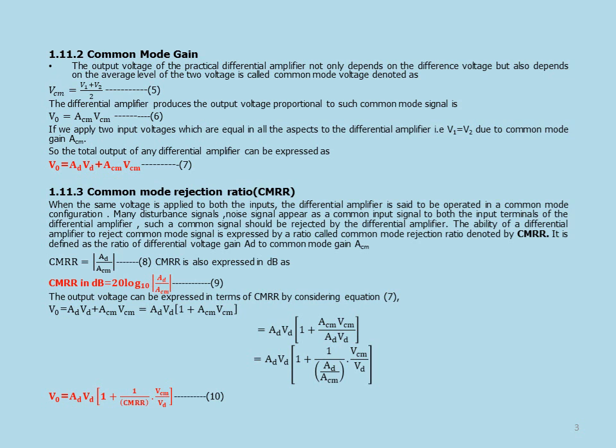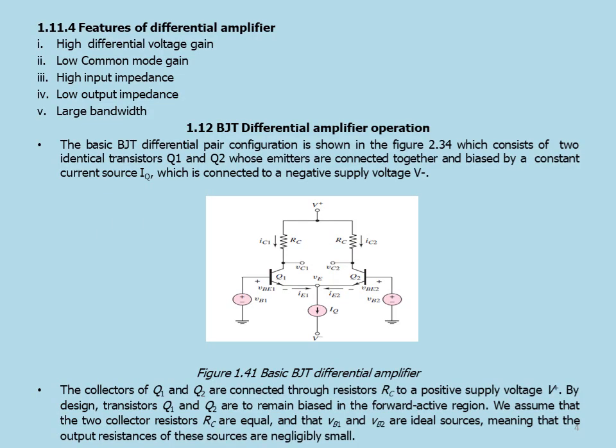Now the total output voltage in terms of CMRR is written mathematically in equation 10. So equation 10 lets us find the output voltage in terms of the CMRR value. Now we go on with the features of the differential amplifier.